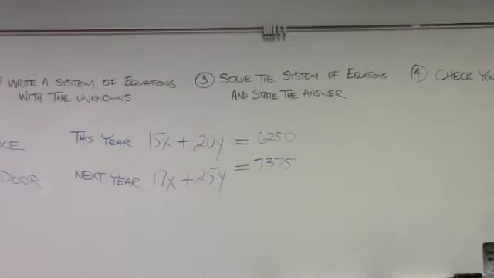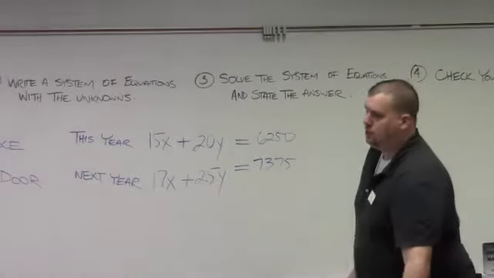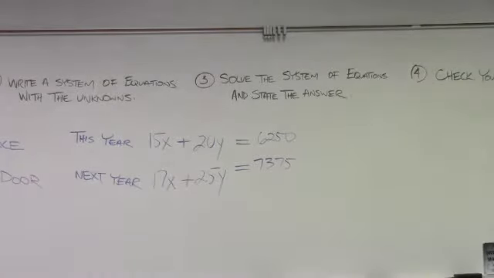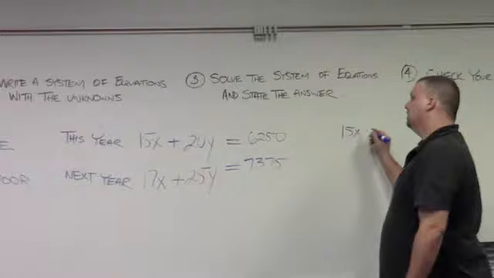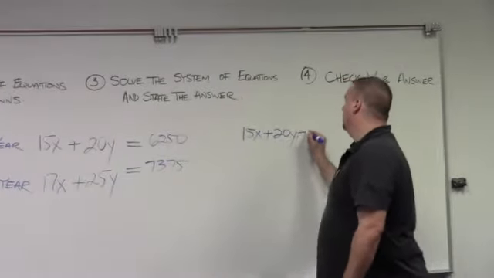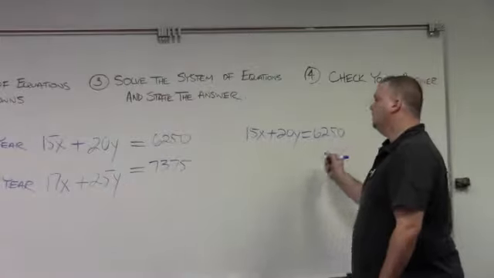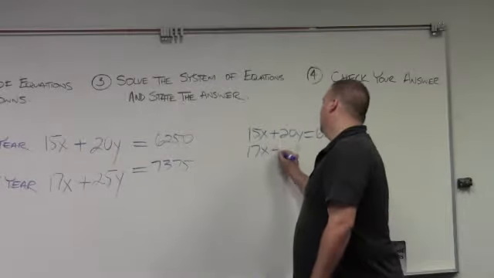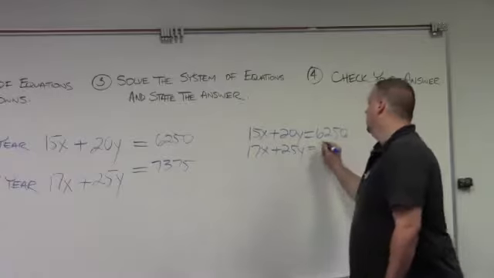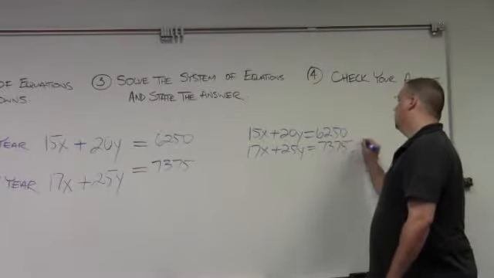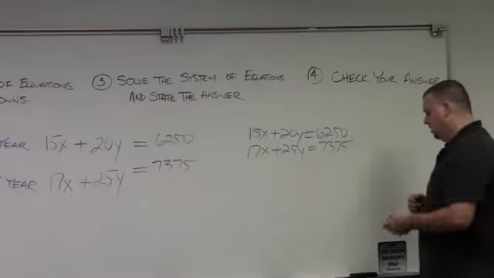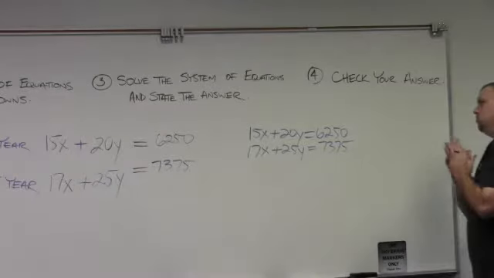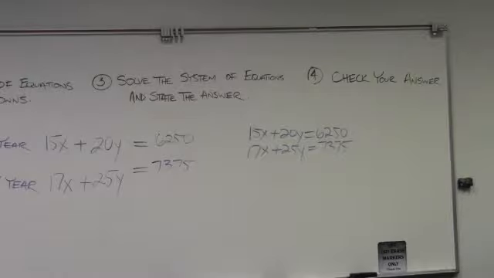Numbers are kind of big, but the hard part's over. The setup is the hardest part. All right, so there's our two equations. I know I'm kind of spread out over here. So let's say we got 15x plus 20y equals 6250, and 17x plus 25y equals 7375. We want to eliminate one of the variables. I would definitely go with elimination on this one. If you try to do substitution, you're going to introduce some fractions you probably don't want to see. Any suggestions on what letter we should eliminate?